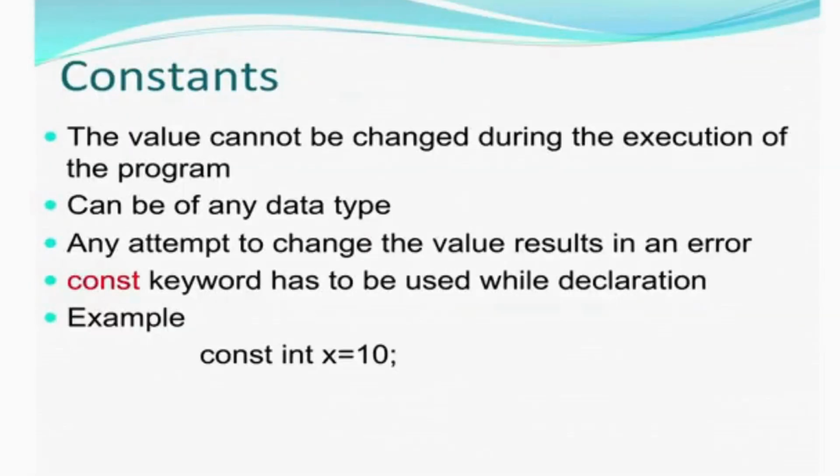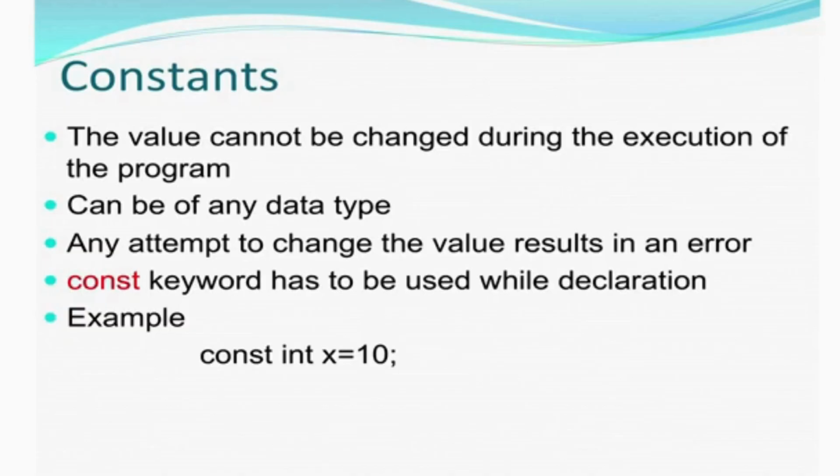We move on to the next topic, that is constants. As the name says, constants. The value which cannot be changed during the entire execution of the program is a constant. Any data type can be used to form a constant. I can form an integer constant, I can form a float constant, I can form a character constant. But once I declare a constant and give it a value, I cannot change that value through the course of the program. If I try to change it, your compiler will flash an error.